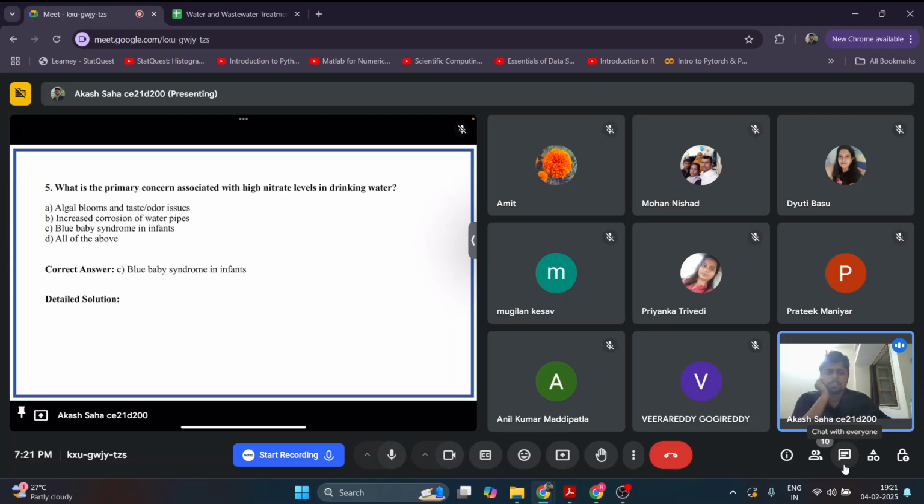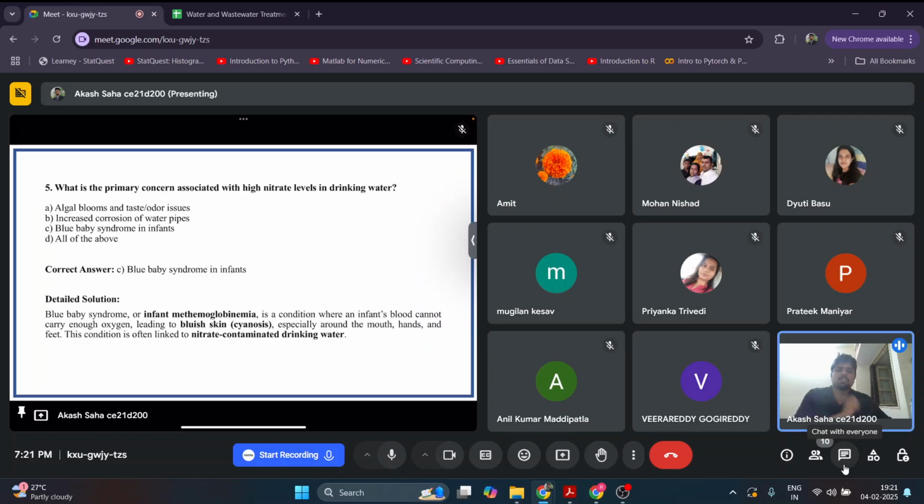Whenever there is a high nitrate concentration, it will cause methemoglobinemia. This is the disease which reduces the oxygen carrying capacity in the blood, due to which bluish skin can be observed in infants. So that's why it is called blue baby syndrome. It is directly linked with nitrate contaminated drinking water. If there are high amounts of nitrates present in the water, this disease will happen, and it will primarily affect infants.